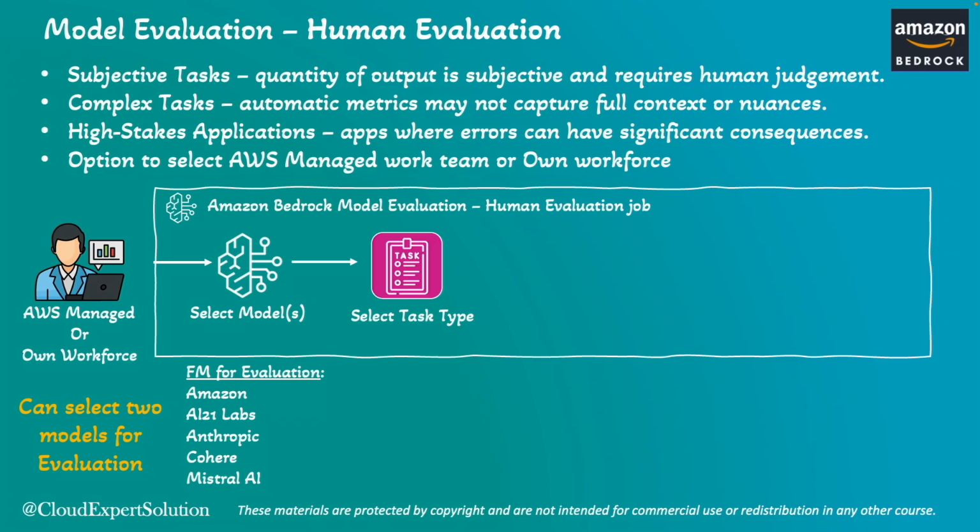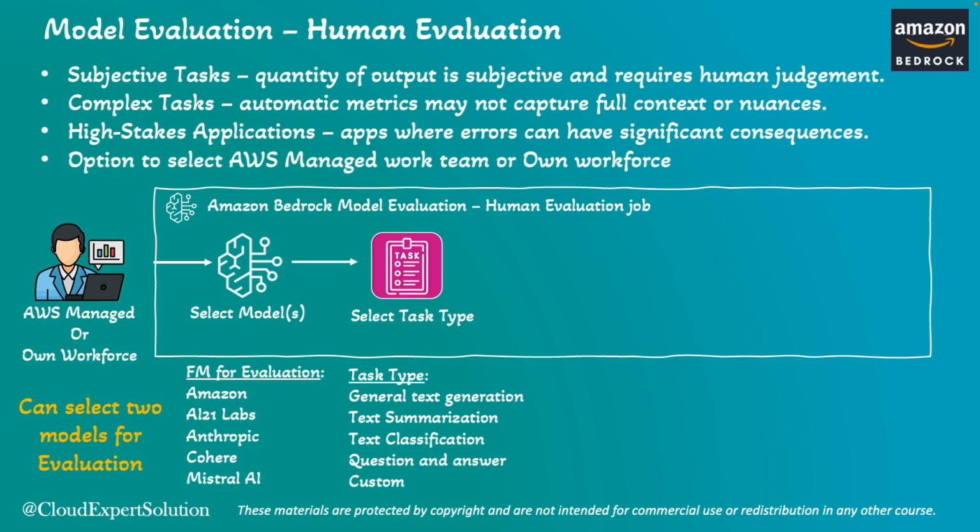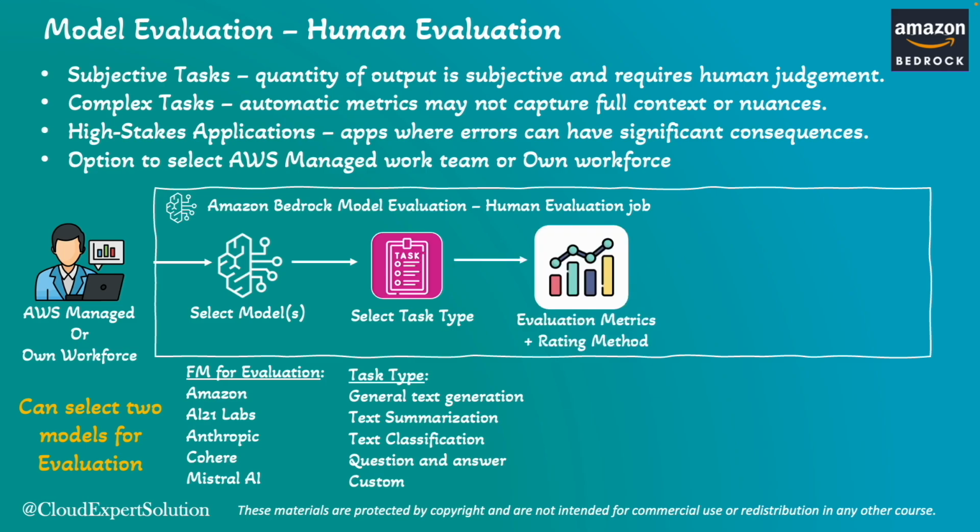The next step after selection is to select the task type. In terms of task type, you can choose general text generation, summarization, classification, question answering and so on, or you can even create your own custom task. For human evaluation, you have more task options than the programmatic one, and we are going to review those once we log back in to the AWS Management Console. After selecting the task type, you need to select the evaluation metrics and the rating methods. In terms of evaluation metrics, again, you have toxicity, accuracy, and robustness.